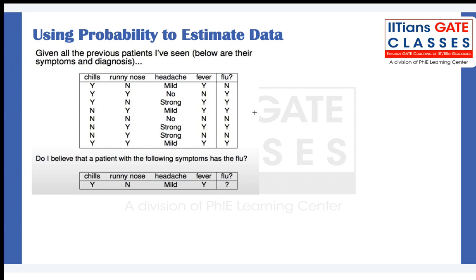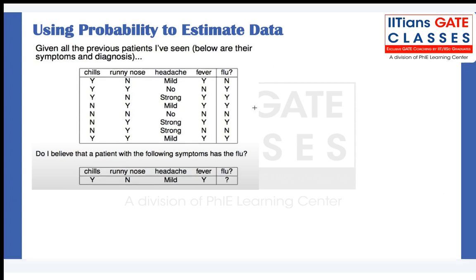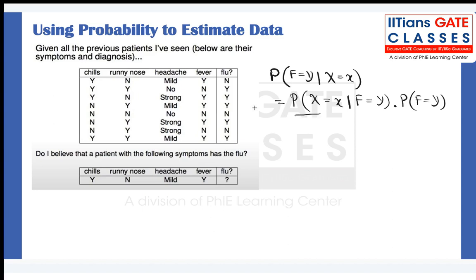Again, you have to find the probability that flu is yes, given the data X equal to small x, which is equal to the probability that X equals x given that the person has flu, multiplied by the probability that flu is yes, divided by the probability that X equals x. This is Bayes theorem, again, the same thing, nothing is different here.